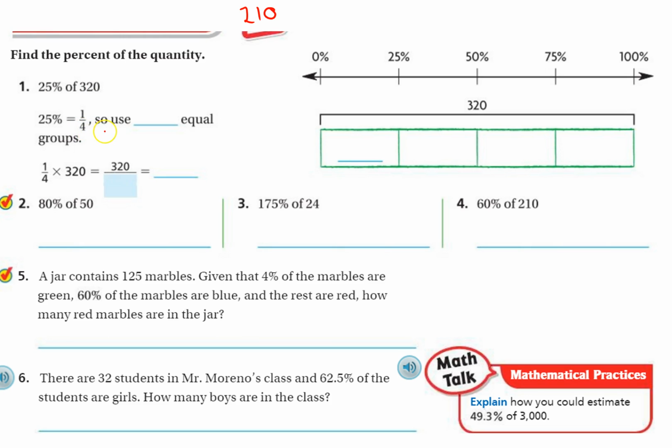25% is 1/4. So we'll use 4 equal parts, and you can see that here. They've broken it up into 4 equal parts just because it's a compatible number. It's a number that's going to work easily with this particular problem. Okay, and then essentially what they're doing is we're breaking 320 into 4 parts, or dividing by 4, and the same thing as dividing by 4 is multiplying by 1/4. So 1/4 times 320 is the same thing as 1/4 times 320 over 1.